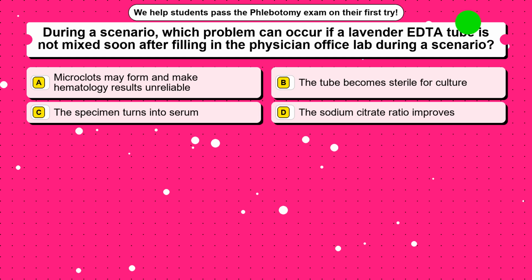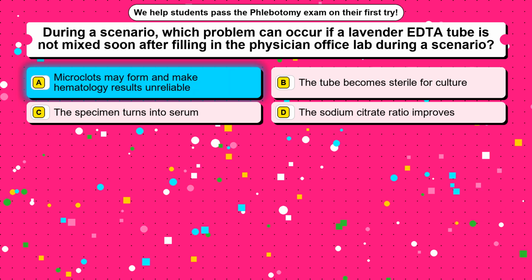Question 56. During a scenario, which problem can occur if a lavender EDTA tube is not mixed soon after filling in the physician office lab during a scenario? Option A: microclots may form and make hematology results unreliable. Option B: the tube becomes sterile for culture. Option C: the specimen turns into serum. Option D: the sodium citrate ratio improves.